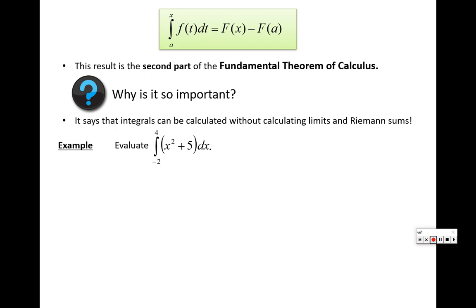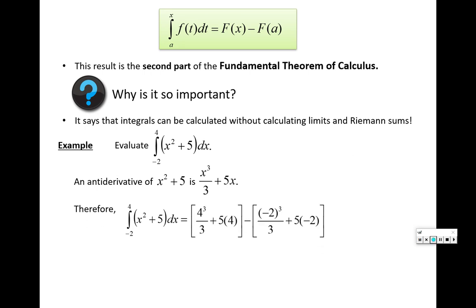The trick is to go, well, what am I going to start off with? x cubed. And there's going to be a 3 up there as the exponent, so I need that 3 in a denominator to cancel it out. So an antiderivative of x squared plus 5 is x cubed over 3, plus the antiderivative of 5, which is 5x. And so take this antiderivative at 4, then subtract the antiderivative at -2.